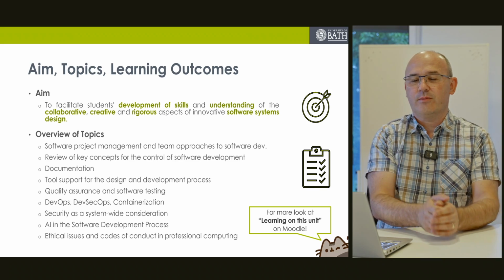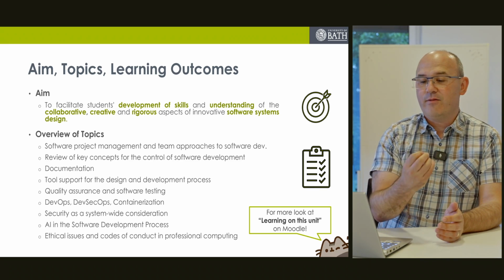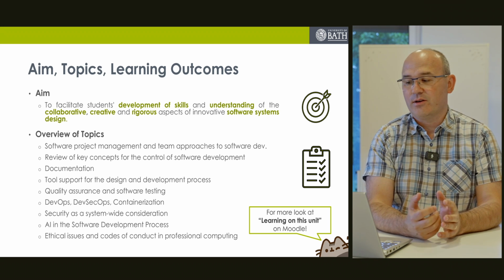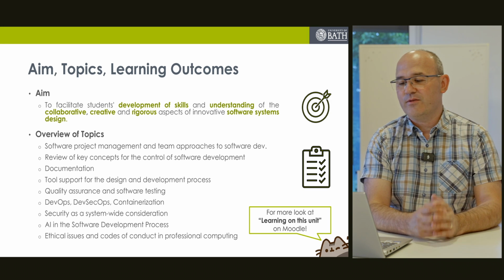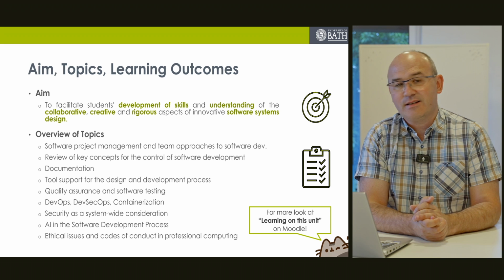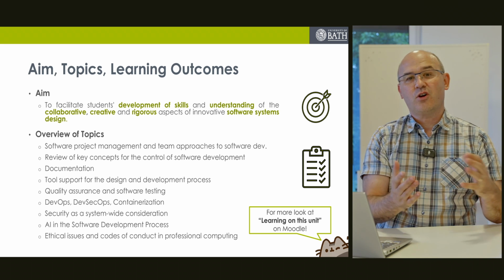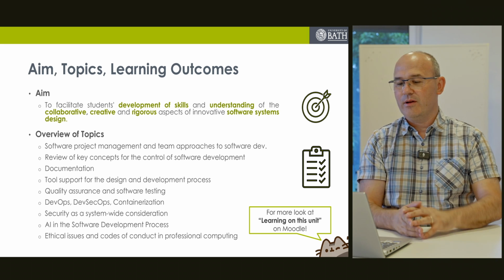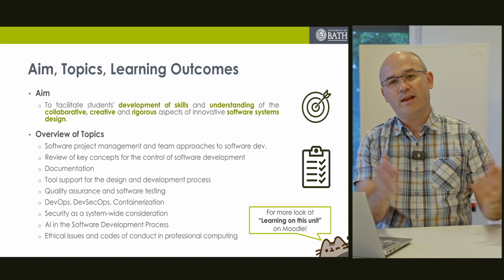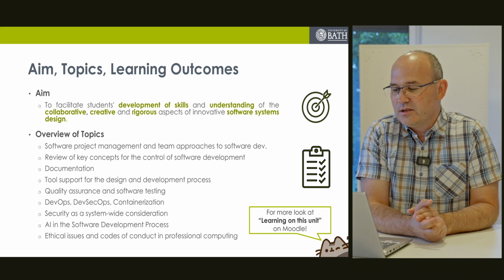Here are some of our learning outcomes, aims and topics. Our high-level aim is to facilitate students' development of skills and understanding of collaborative, creative, rigorous aspects of innovative software and systems design. So here are some of the topics that will feed into that aim. Software project management and team approaches to software dev. How can we collaborate together with others to build software?